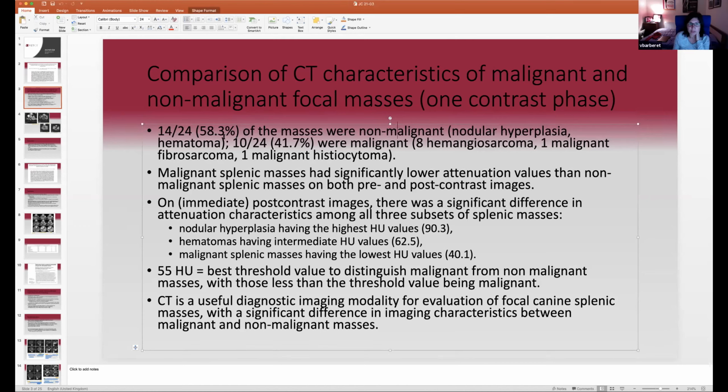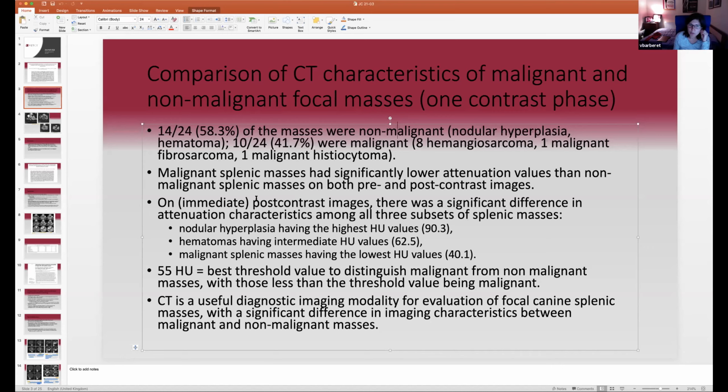And so they had roughly 60% of non-malignant masses, nodular hyperplasia and hematoma, and 40% malignant masses, mostly hemangiosarcoma there. And so that's the initial study, and that's, I must say, one that I had quite well in my mind, probably because I studied it for my boards.